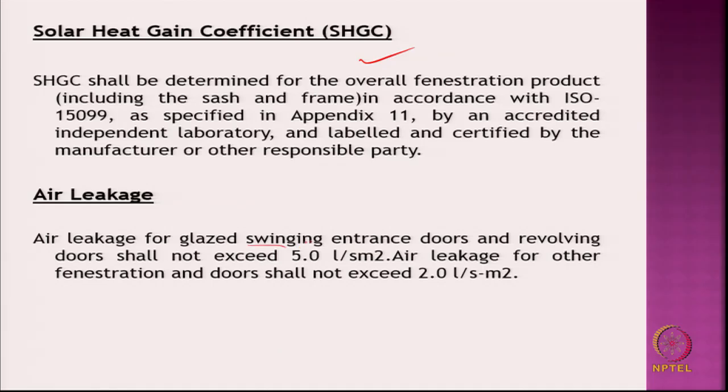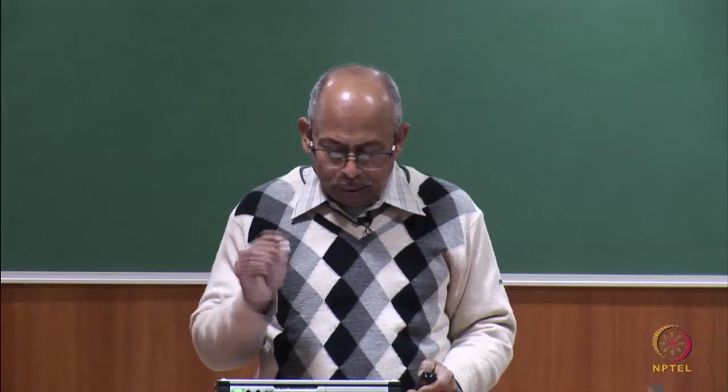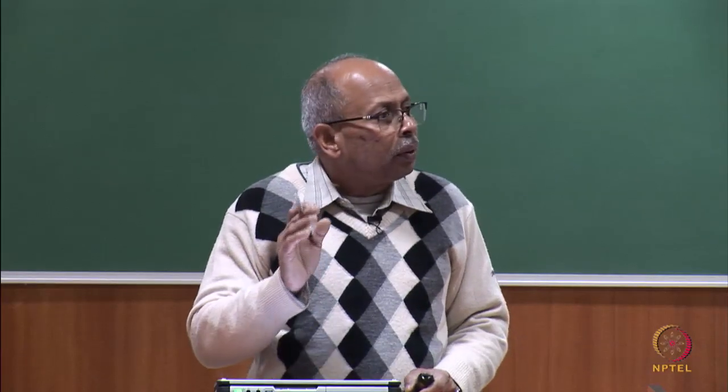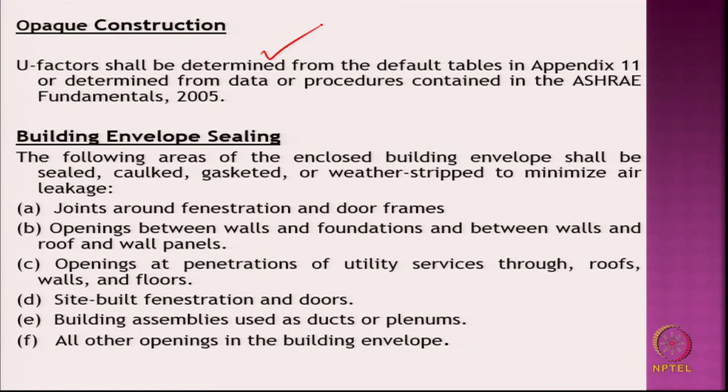So, air leakage for glazed windows or swinging entrance doors, etc., and revolving doors should not exceed 5 liter per meter square per second. Air leakage for other fenestration should not increase. So, for the sealing of the windows, etc., so that the infiltration rate is less, that is also given in the code. For walls, U values should be determined, and again values are given in the appendix, or you can determine according to a certain standard code. So, this is what it is.